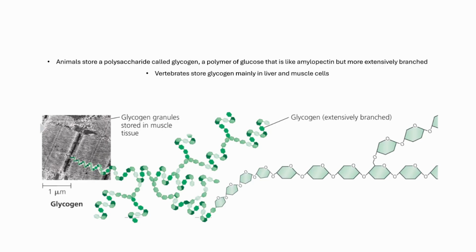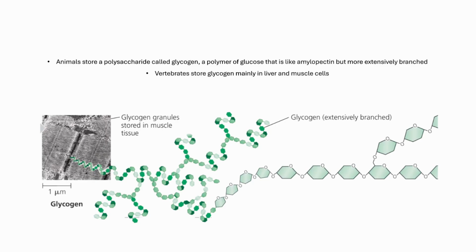Vertebrates store glycogen mainly in liver and muscle cells. Breakdown of glycogen in these cells releases glucose when the demand for energy increases. The extensively branched structure of glycogen fits its function, in that more free ends are available for breakdown.